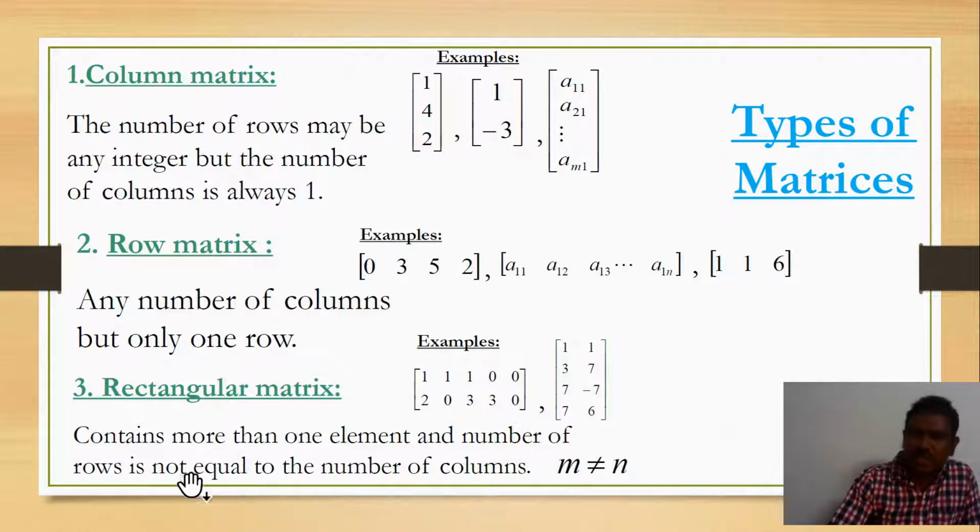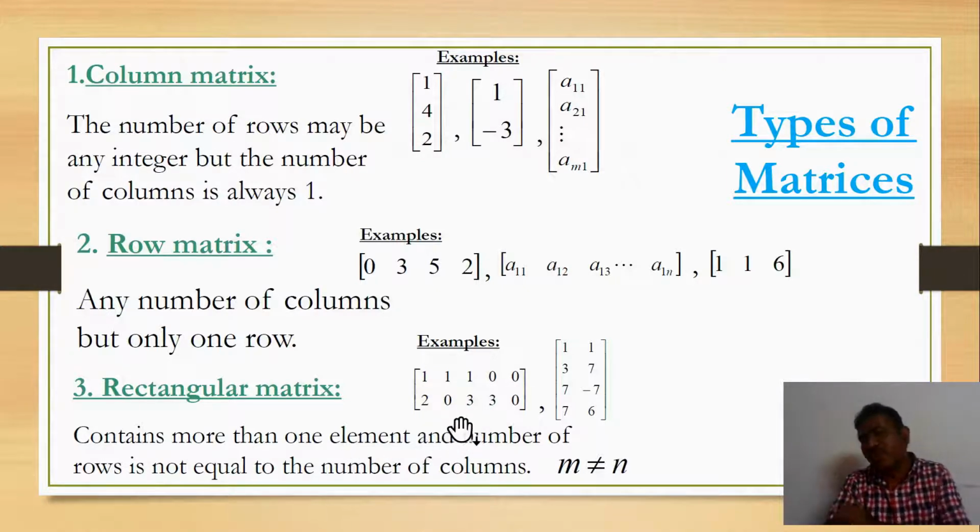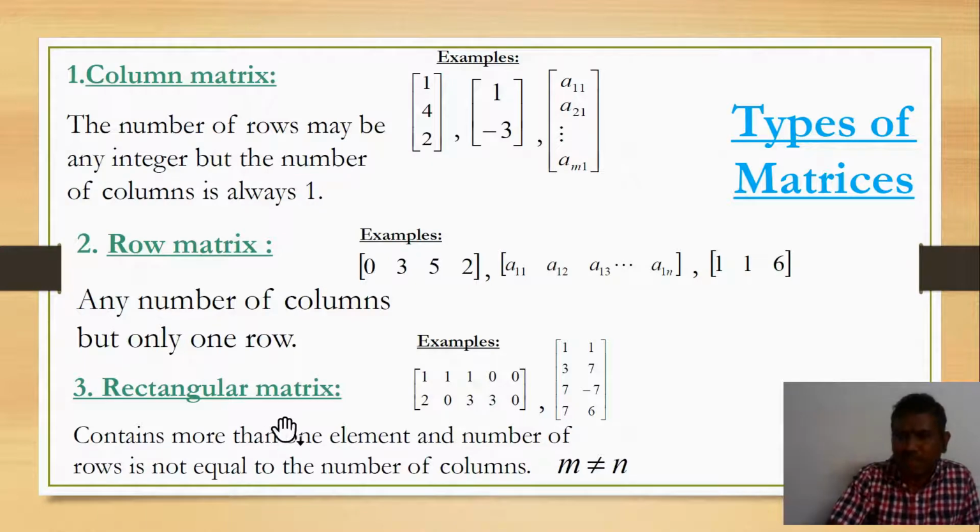rectangular matrix. Here it contains more than one element and the number of rows is not equal to the number of columns. This is also important for entrance purposes, a common concept: one element. Why? Because when one element is given, you cannot say that it is a rectangular matrix, because rows are equal to columns. Rows and columns are equal, we can say 1 by 1. That is why it is not defined as a rectangular matrix.